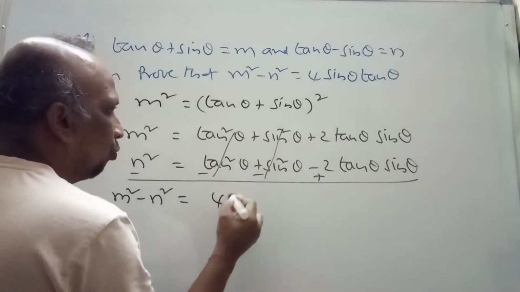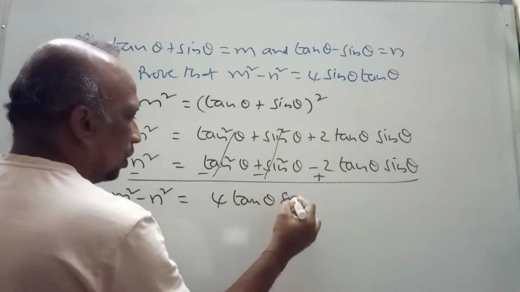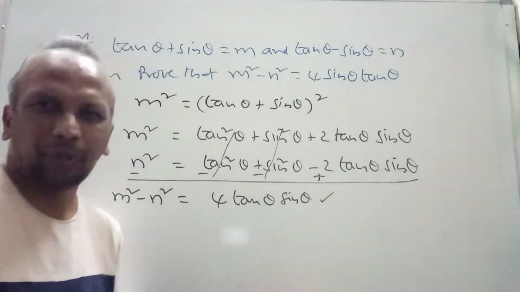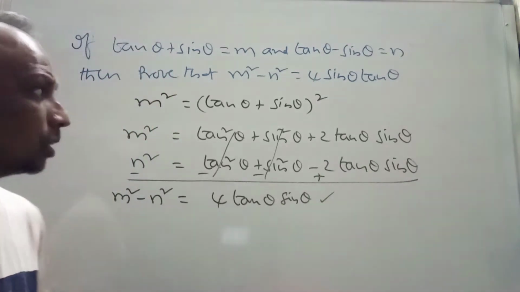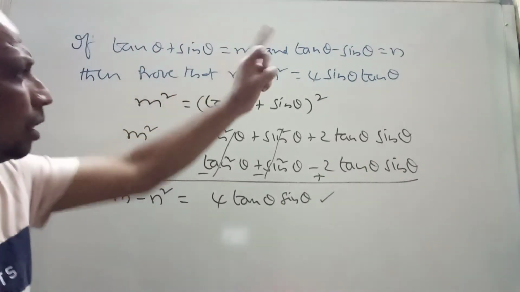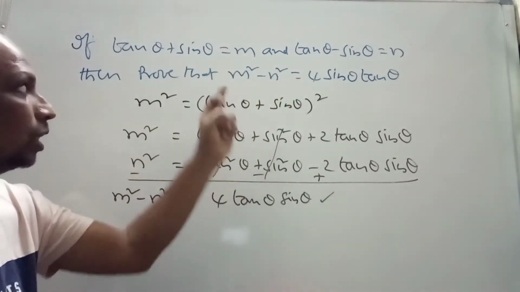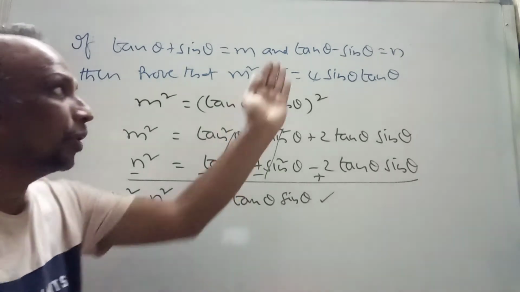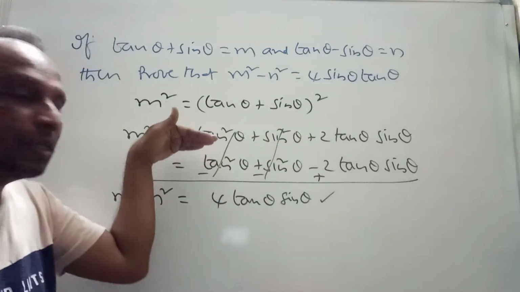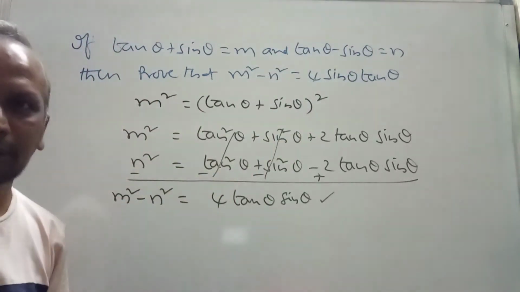So you will get 4 tan theta sin theta. So that is the required one. Correct. So this is required. They are just giving the result. Look into it, prove that result. From the result, m square, squaring on both sides. Similarly, squaring on both sides, n square. You can subtract, then you will get the required answer.